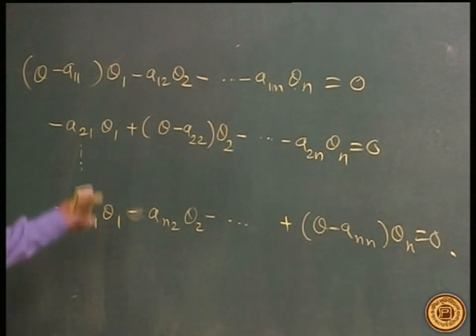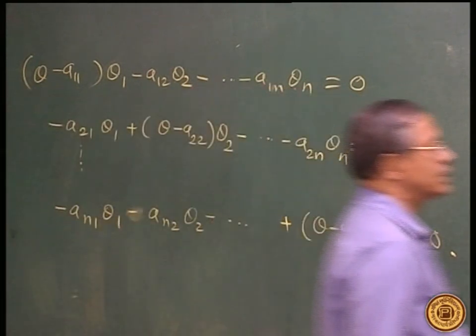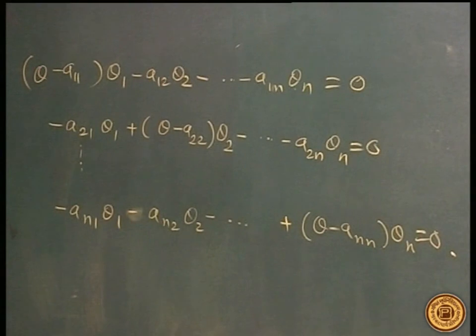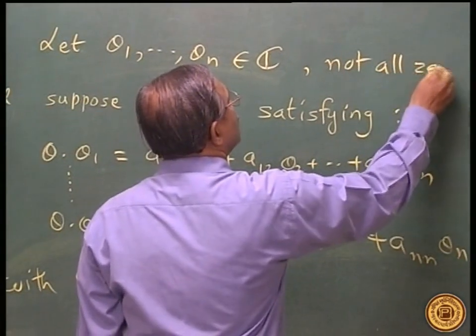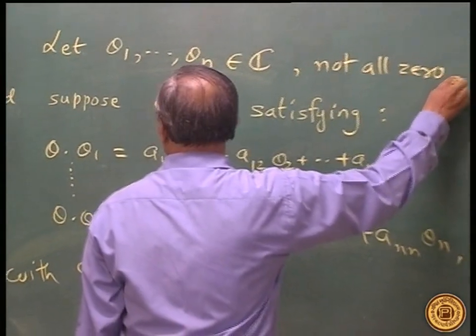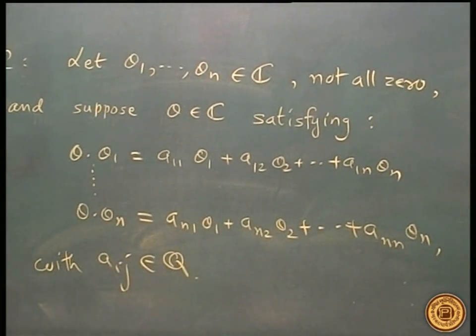Here we are assuming that theta 1, theta 2, ..., theta n are complex numbers and we assume that they are not all 0. At least one of them is non-zero. So now let me make this condition here, that not all 0, in the statement of the theorem, that theta 1, theta 2, ..., theta n are not all 0. That is what we shall use now.